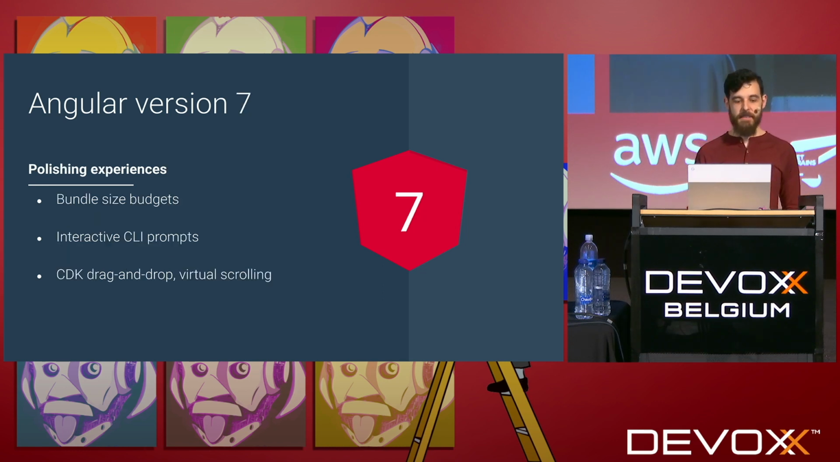So we go ahead 6 months again to Angular version 7, and we get bundle size budgets in the CLI, interactive CLI prompts. So those schematics I talked about can now ask you questions. So when you install a theme for Angular Material, it can say, what colors would you like in your theme? And you can choose them. And the component ecosystem is also evolving with things like drag and drop and virtual scrolling.